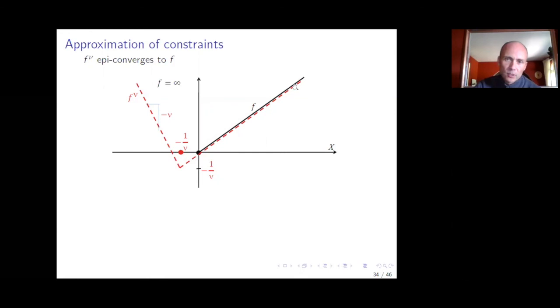And indeed, if I just shade in the epigraphs, you'll see that the epigraphs also get pretty close. So this shows that we can actually approximate a function that has plus infinity at certain places by a real valued function. That's not a problem. In fact, it's something that we might use in a computational method to deal with constraints.